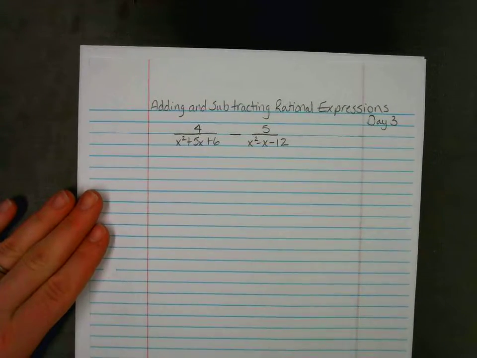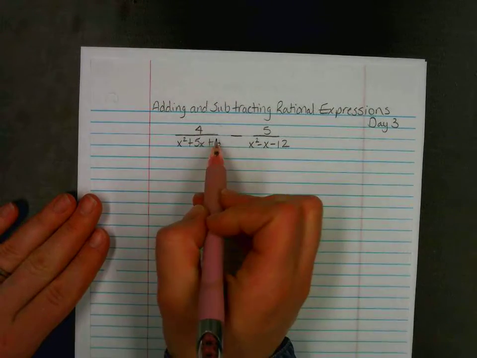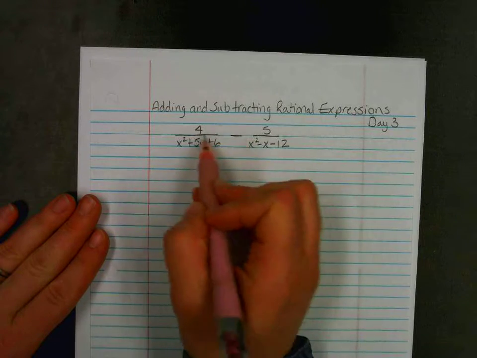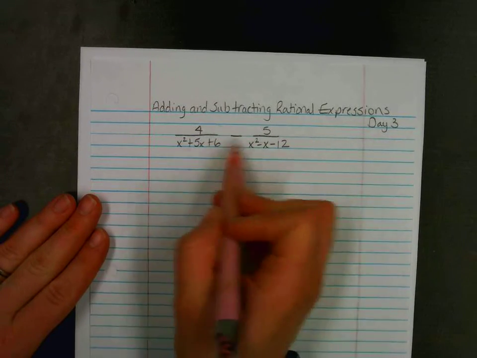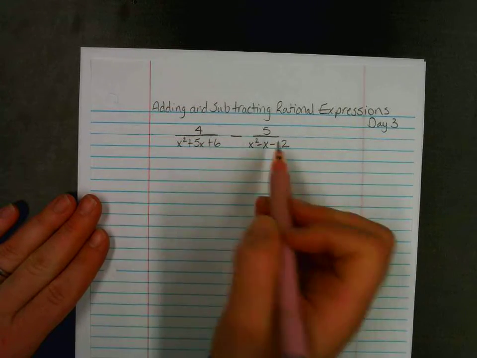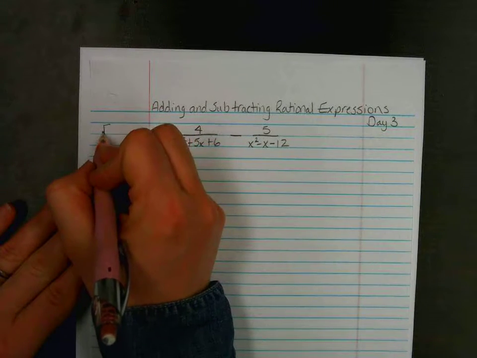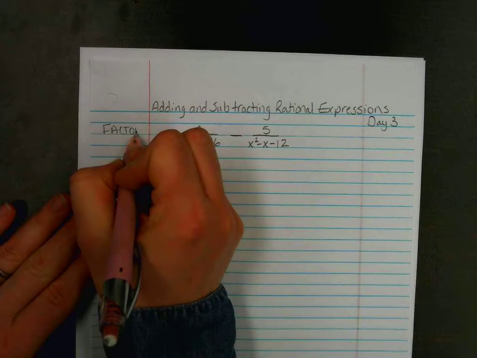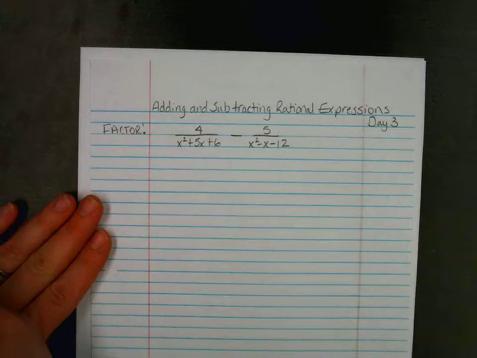Adding and subtracting rational expressions. Again, when we subtract these fractions, we need to find a common denominator between these two denominators. So the first thing always is we want to factor anything that we can.